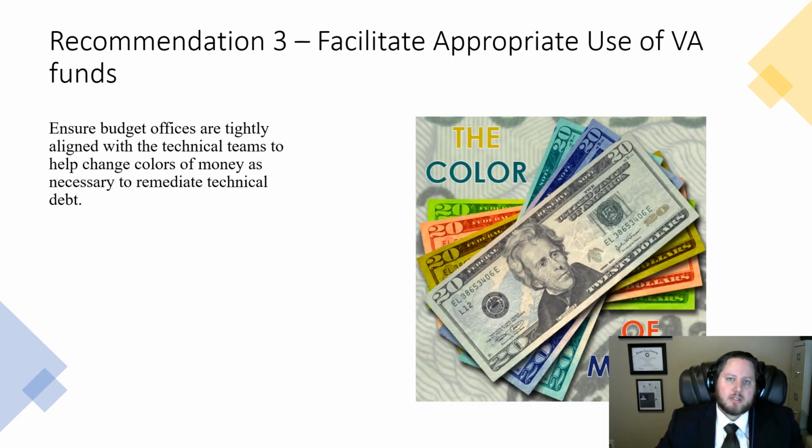The third recommendation is to facilitate the appropriate use of VA funds. This is one of the ones that came up pretty frequently. A number of teams mentioned that they had millions of dollars that they had to give back every year because they could not figure out how to go use their dollars.